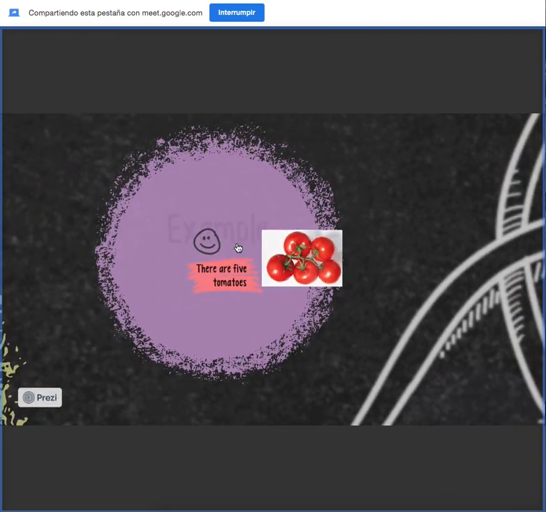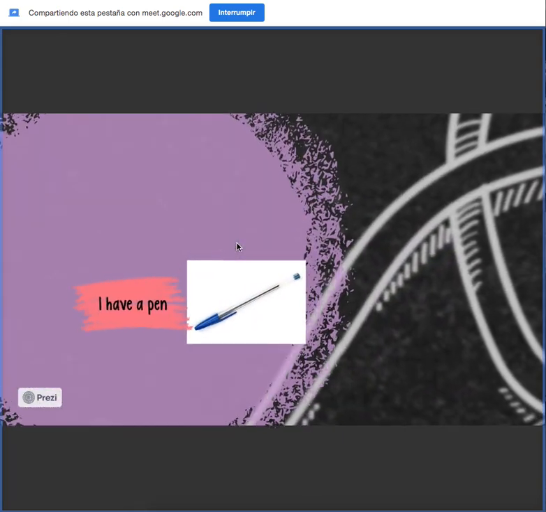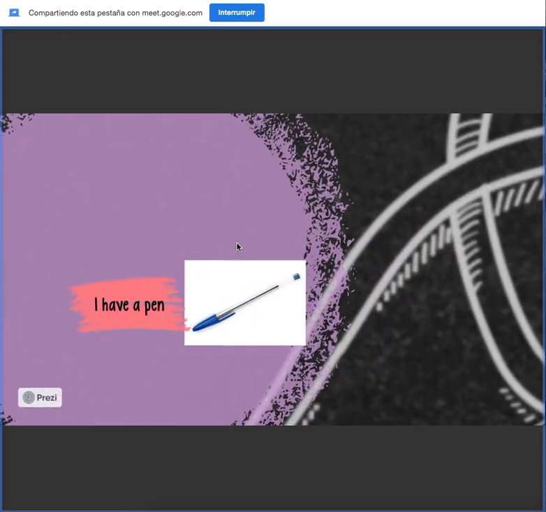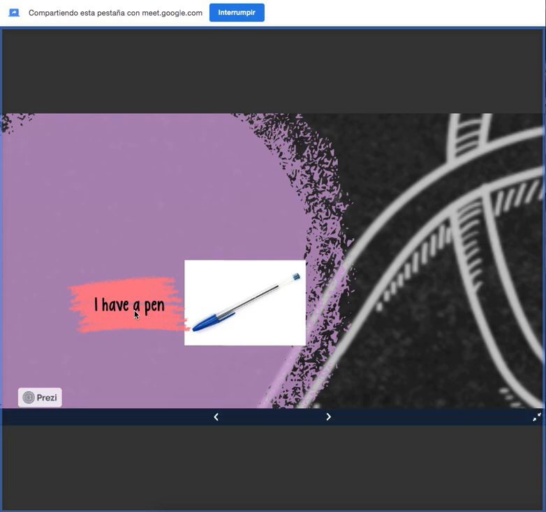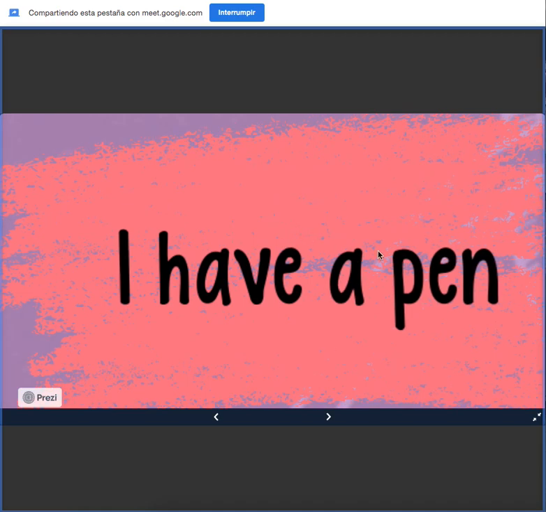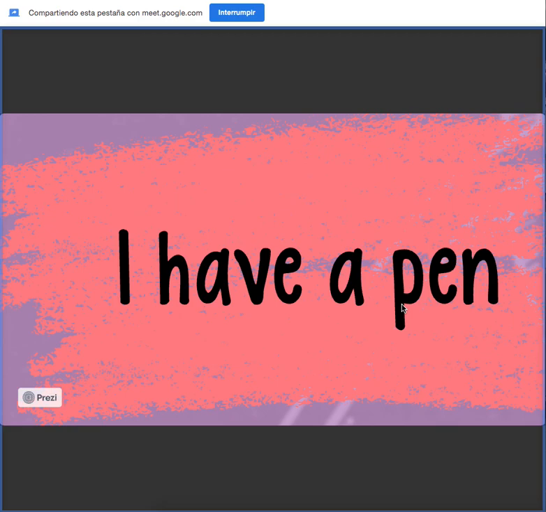Let's check another example. Look at this one. I have a pen. In this case, pen is countable, but I am saying this in a singular way. I have a pen. Look at this. I am using a. Can you see? Because the next word begins with P. Puse la A porque la siguiente va a empezar con una consonante. I have a pen. Who can give me an example with pen but in plural?